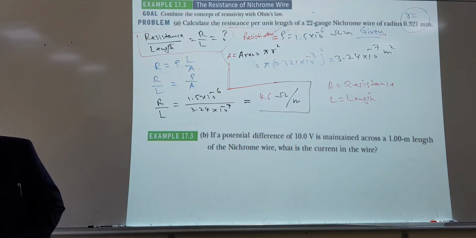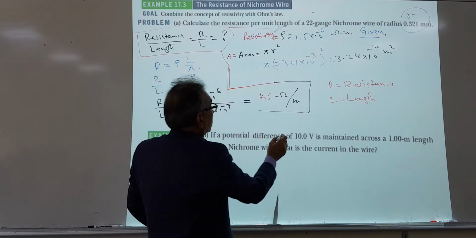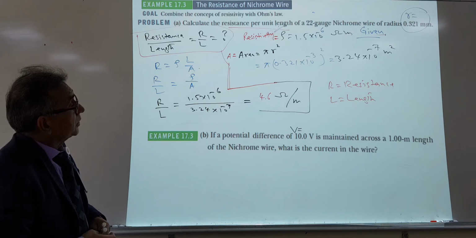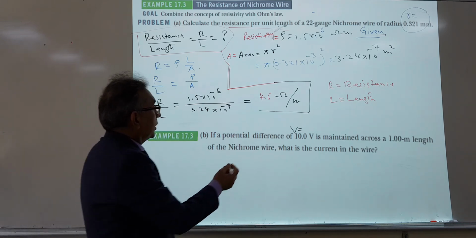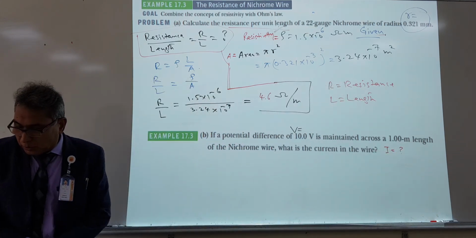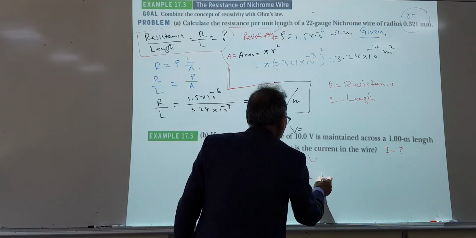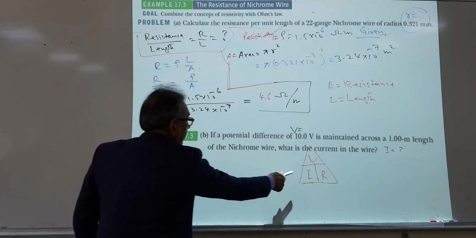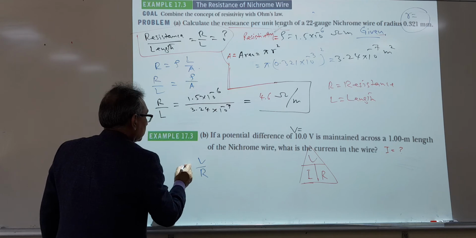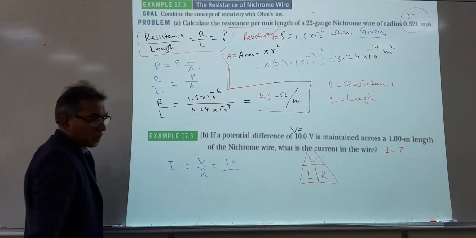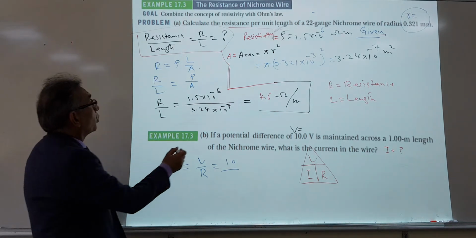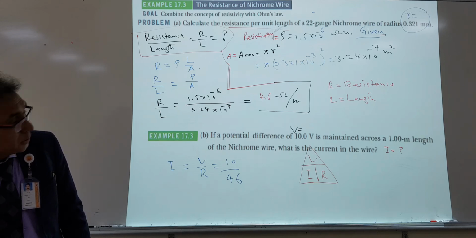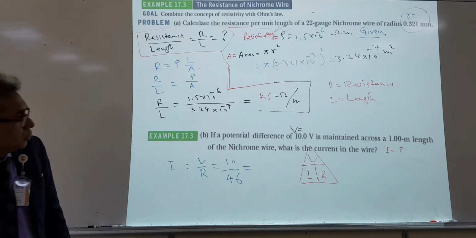Now for the second part of the question, you have to find out the current. If the potential difference is 10 volts, maintained across a 1 meter length of nickel wire, it's a conductor, what is the current in the wire? So current you have to find out. So we have Ohm's law, V is equal to I R. So we can find I is equal to V over R. V is 10 and R is 4.6. So you get the current value 2.12 here.